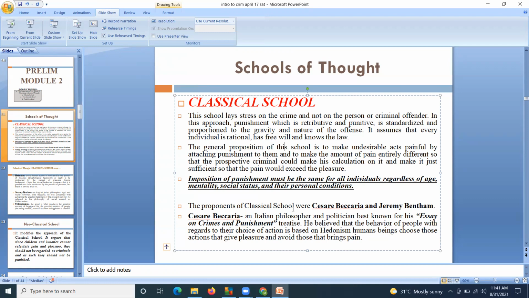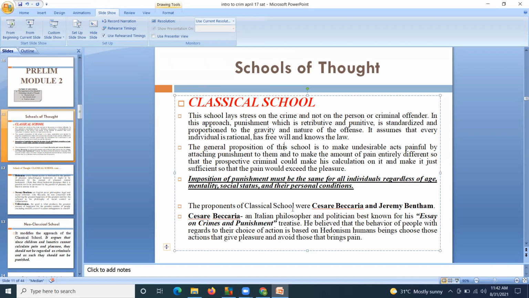Rational choice theory clearly explains that before a human being commits a crime, he will think about it. He will calculate whether it's worth it to commit the crime or not. Is the pleasure worth it enough or not? So if ever he decides on committing the crime, then he must be punished.